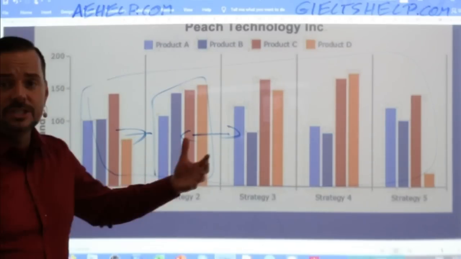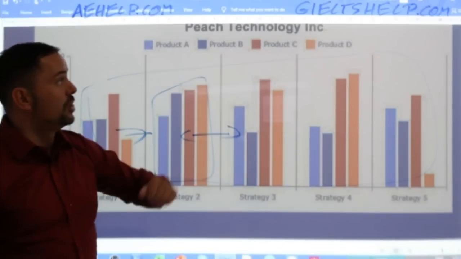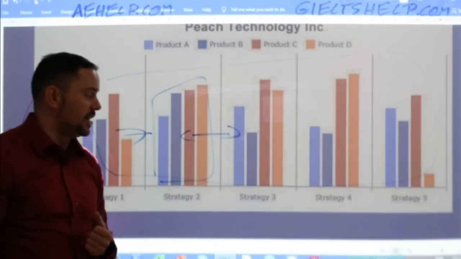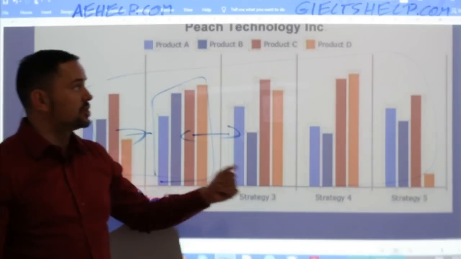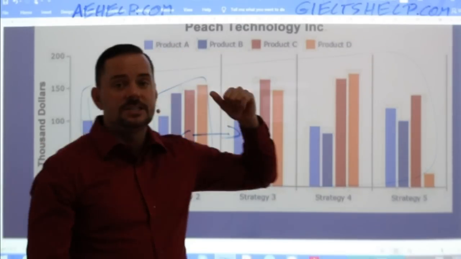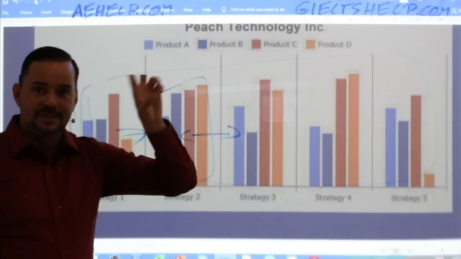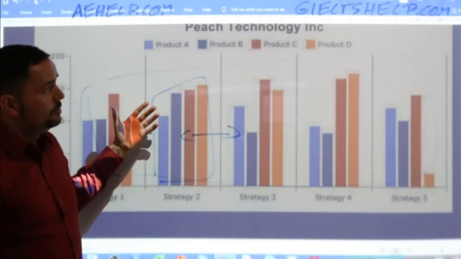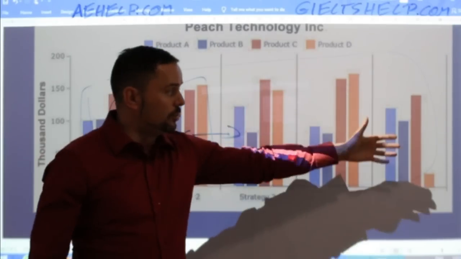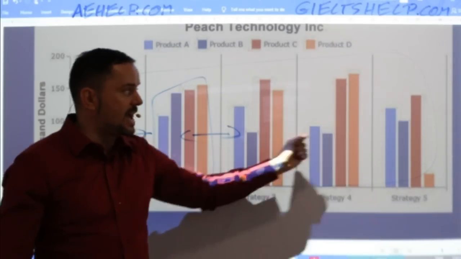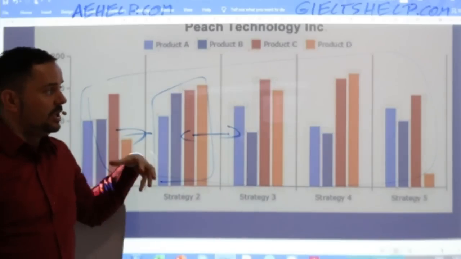So, ladies and gentlemen of Peach Technology Inc., my name is Adrian, and I have been analyzing 5 sales strategies over the past year for products A, B, C, and D. That was my first sentence. First, I want to bring your attention to what we can observe overall looking at these bar graphs.